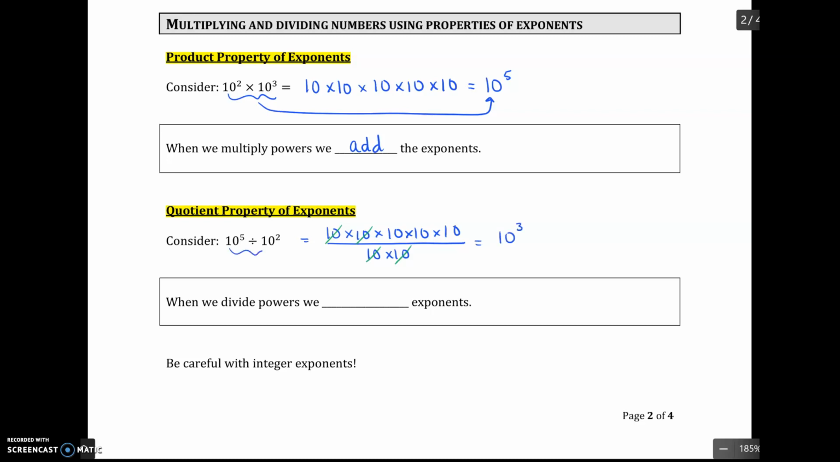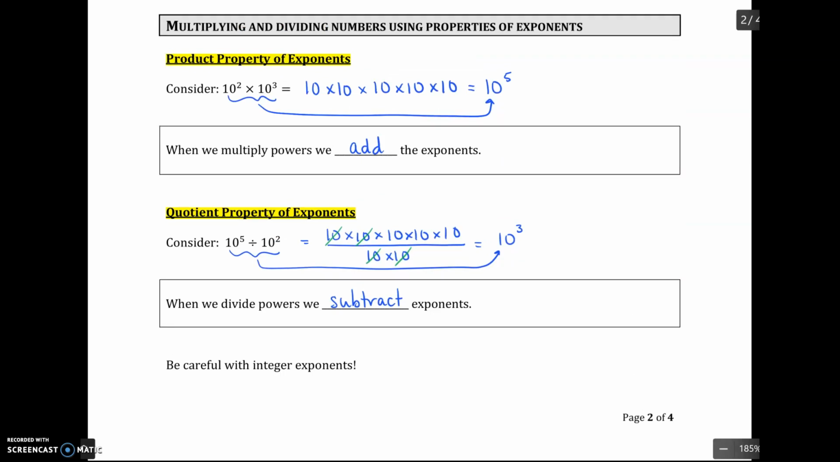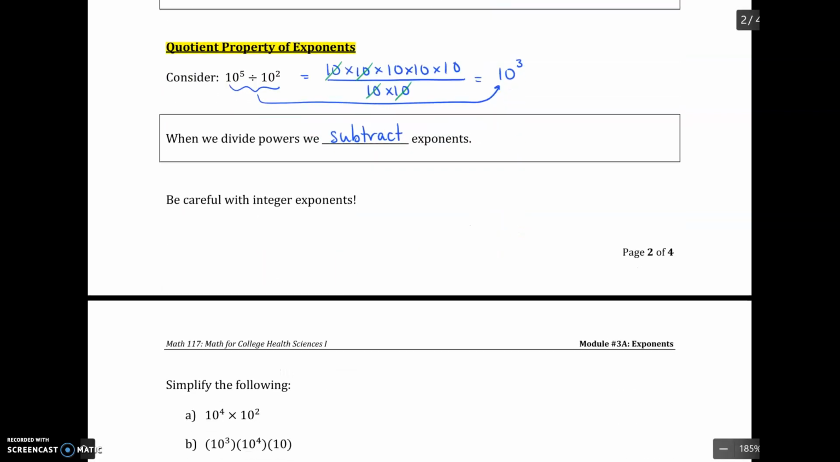So once again, how do you get from here to this final answer? When we divide powers, we subtract the exponent, because the 5 minus the 2 is going to get you the 3. So that was a little bit of a basic example on expanding. You certainly wouldn't want to be expanding when you had like 10 to the 200 divided by 10 to the 40. You don't want to be writing all those 10s. Just keep that rule in mind.